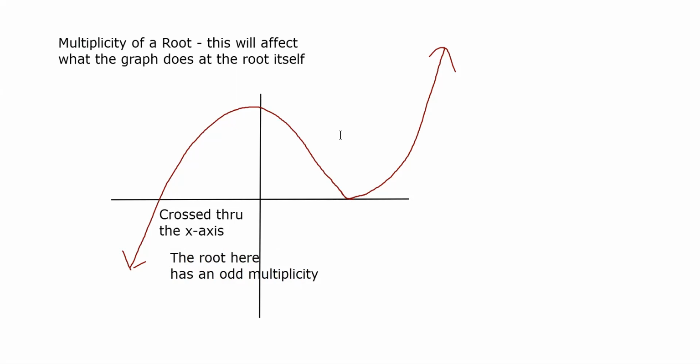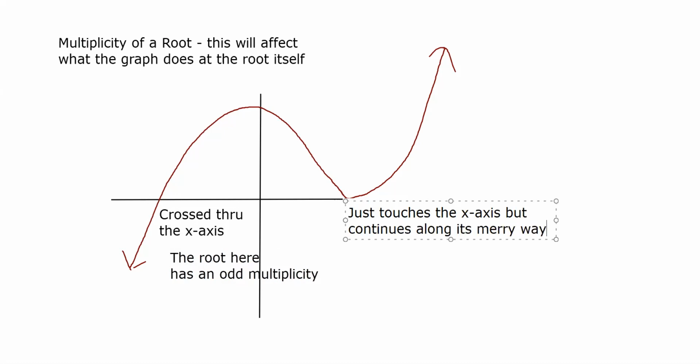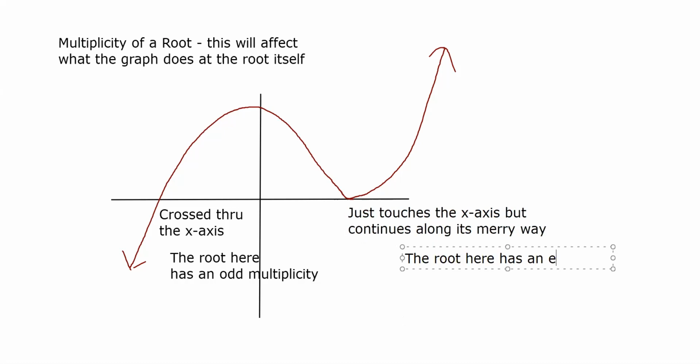When you just touch the x-axis, it touches the x-axis but continues along its merry way. That's what this one did. This root has an even multiplicity. And that's going to be true in general.